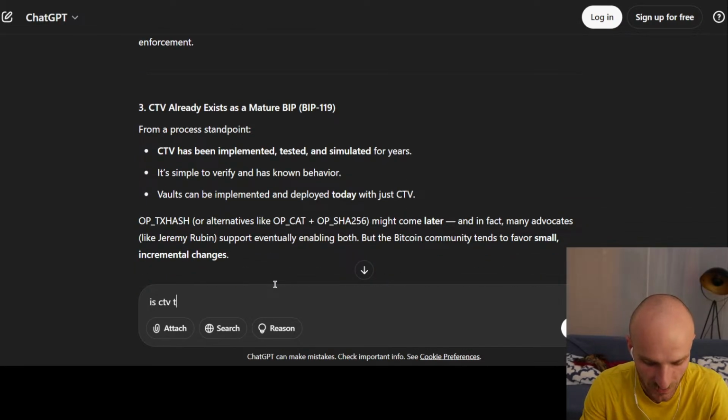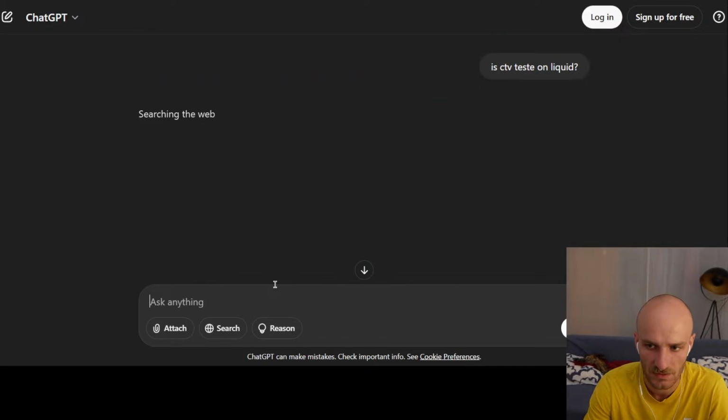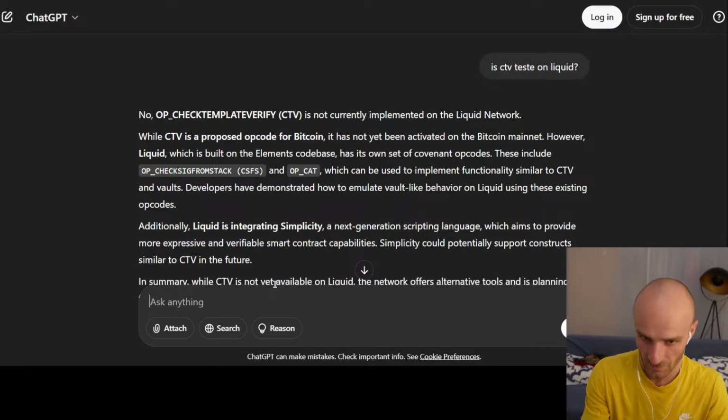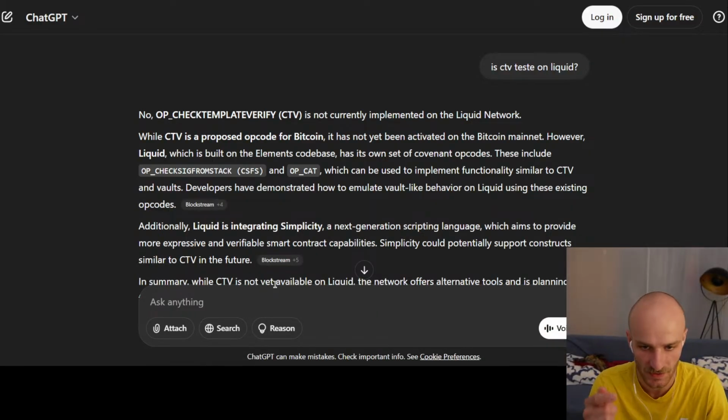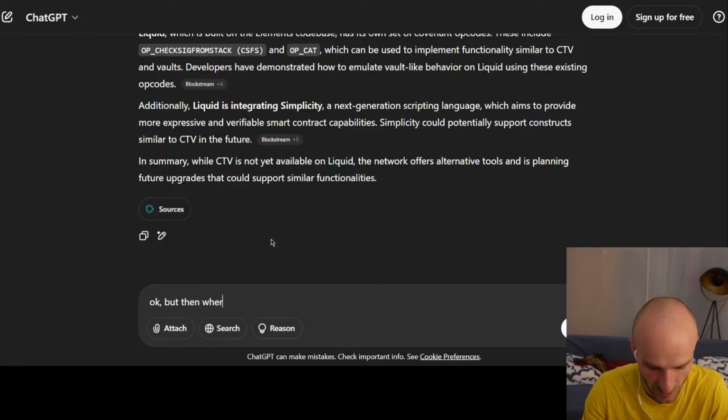Is CTV tested on Liquid? No, CTV is not implemented in Liquid. However, Liquid, which is built on the Elements code base, has its own set of covenant opcodes. Okay, but then where has CTV been tested?